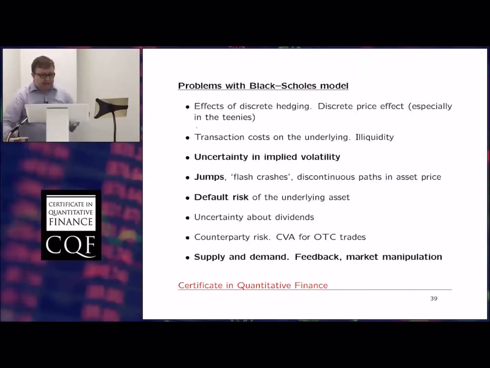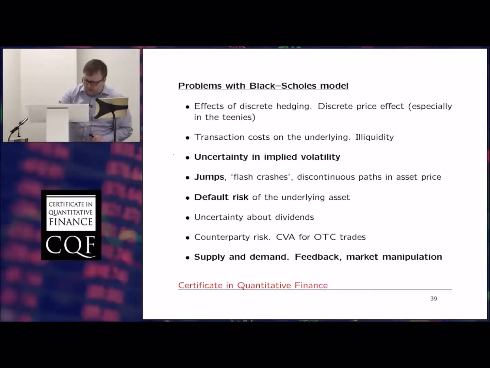If you look again at out-of-the-money puts as a function of the strike, you will typically see the implied vol increasing. And that's again empirical proof against Black-Scholes. And with Black-Scholes, we have the Vega risk, which is uncertainty in implied vol.